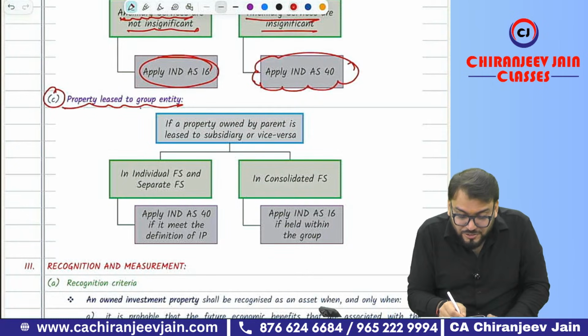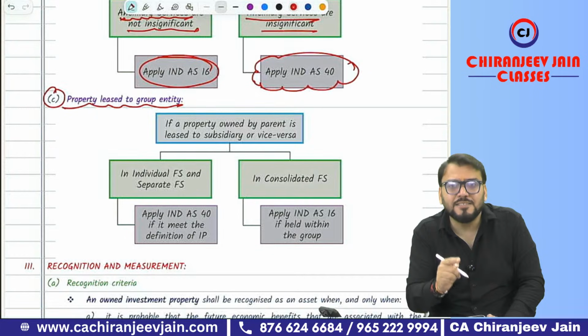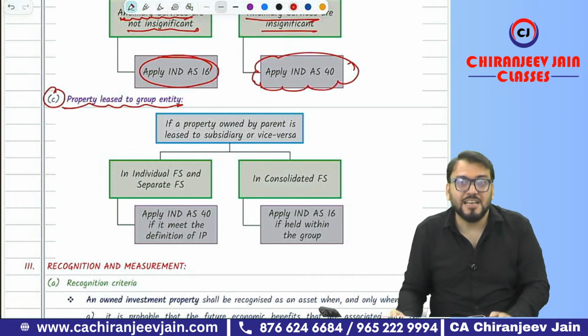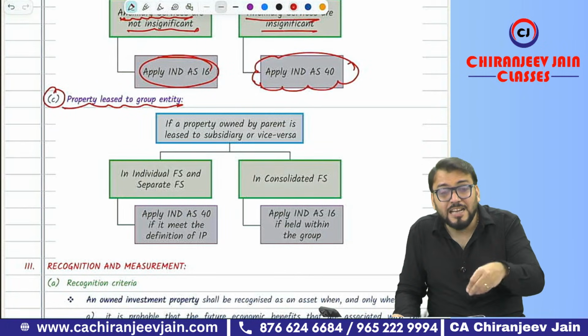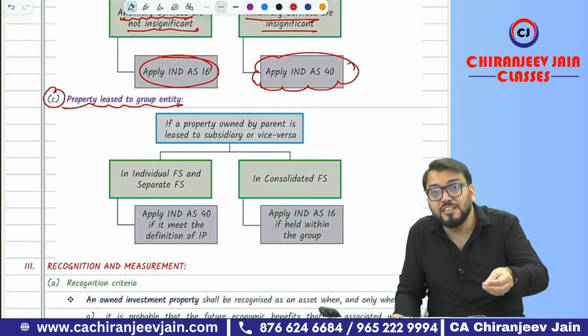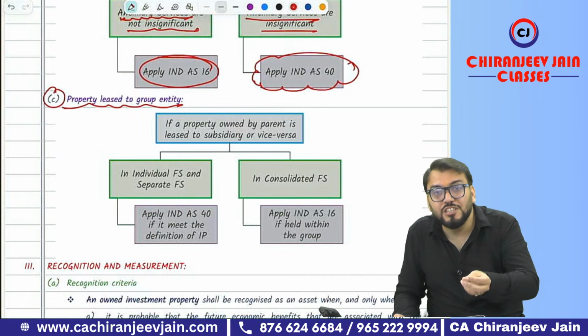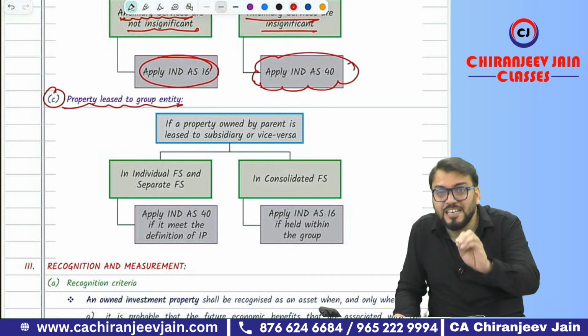So any property which is leased out to a group entity means parent has given on lease to subsidiary or vice versa. In that case, what will be the case? We need to understand what will be the accounting treatment in the individual or separate financial statement and what will be the accounting treatment in the consolidated financial statement.